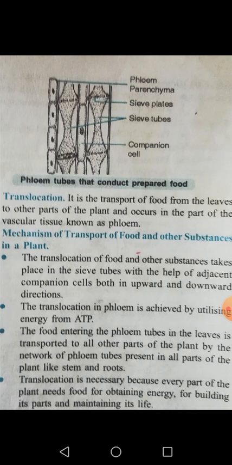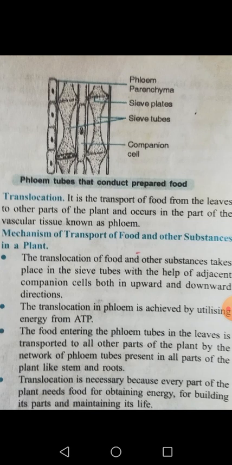Translocation means it's a mechanism or a process of transport of food from leaves to the other parts of the plant. That is, the food synthesized in the leaves reaching the body of the plant. The process by which the prepared food, the synthesized food in the leaves, passes or transports to the various parts of the body is called translocation.